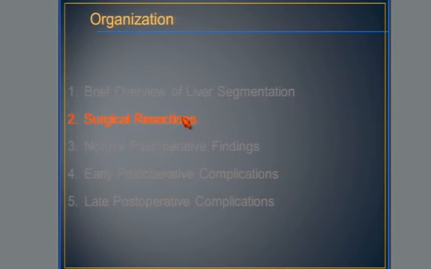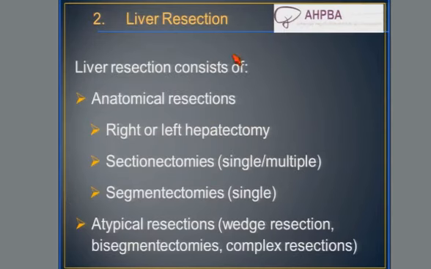Let's go through the different types of surgical resections. Liver resections consist of anatomical resections and atypical resections. Anatomical resections are right or left hepatectomy, the sectionectomies, and the segmentectomies. Atypical resections are often complex resections, a combination of different resections, or wedge resections.